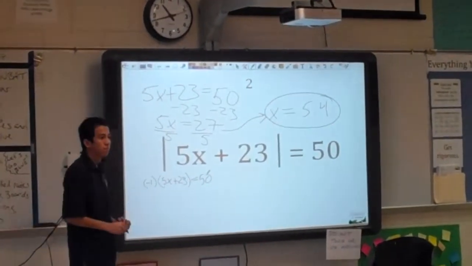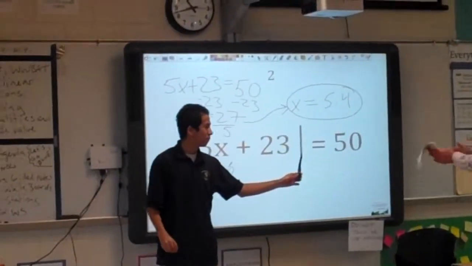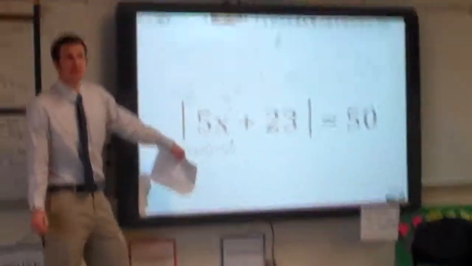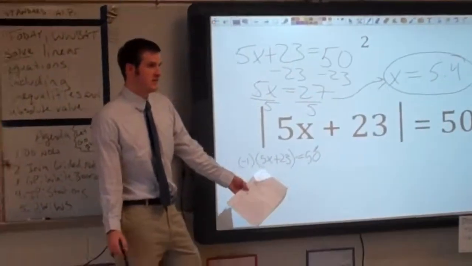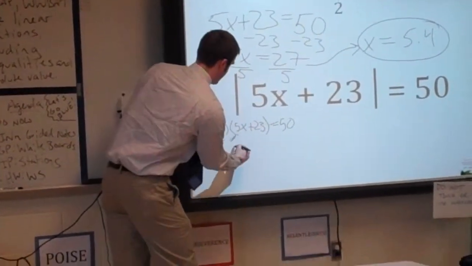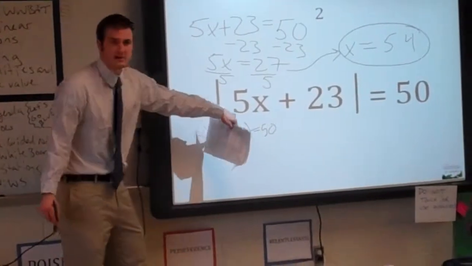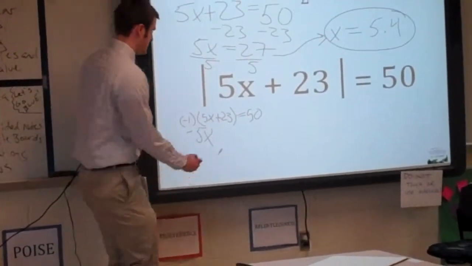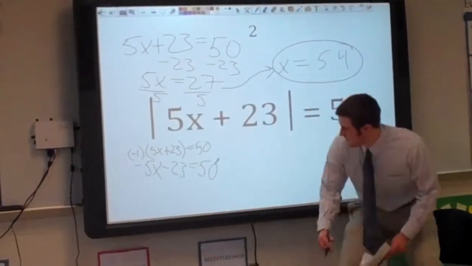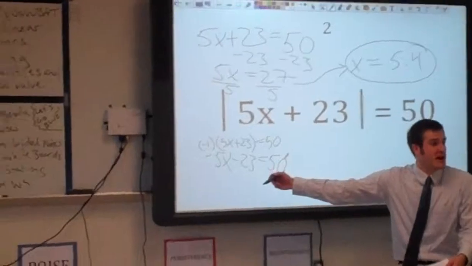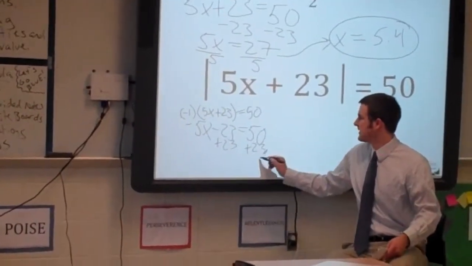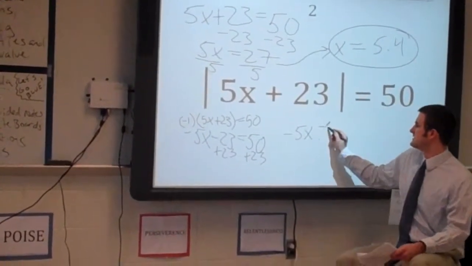Perfect. Very good. Thank you, Jose. Give Jose a hand. Whenever you want to set up the opposite of something, you times it by -1. So let's distribute that -1. What's -1 times 5x? Negative 5x. What is -1 times a positive 23? Negative 23. And you keep the 50 the same. Okay? So now, how do I get rid of that? What's the opposite of subtraction? Addition. Let's add that 23.